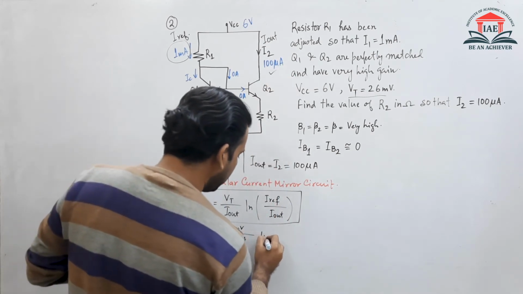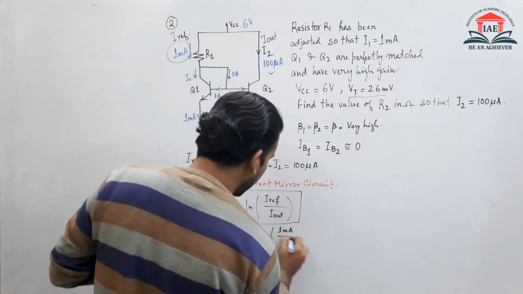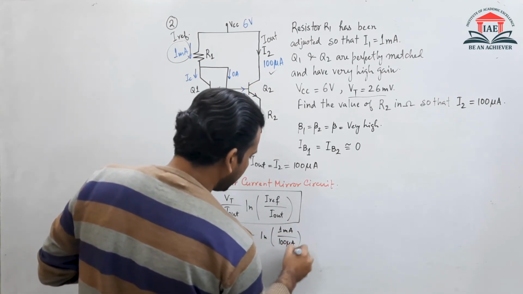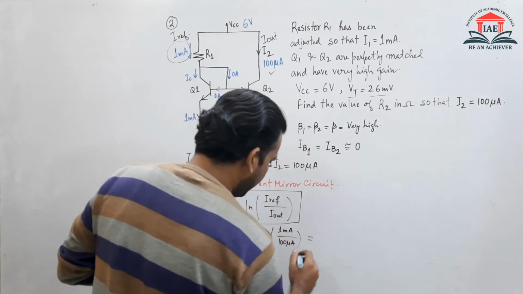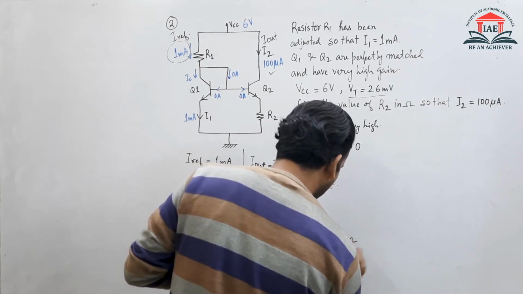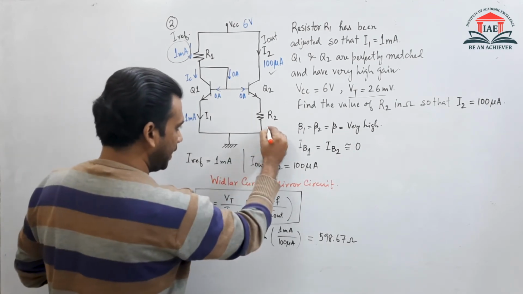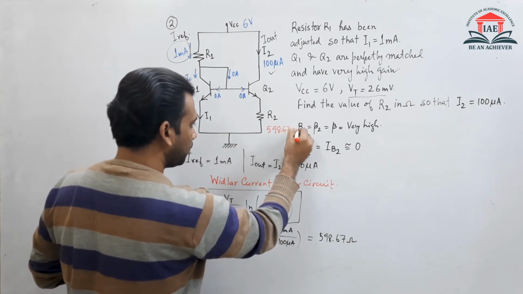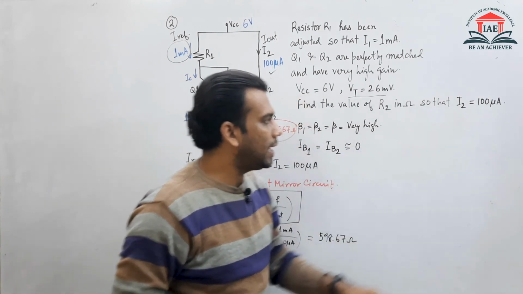And what was the I reference value? I reference value was 1 milliampere for you. So 1 milliampere. I out value similarly 100 microampere. So in this way, if you calculate this one, you will get the value as 598.67 ohm. So what R2 value do you need? The R2 value you need is 598.67 ohm.